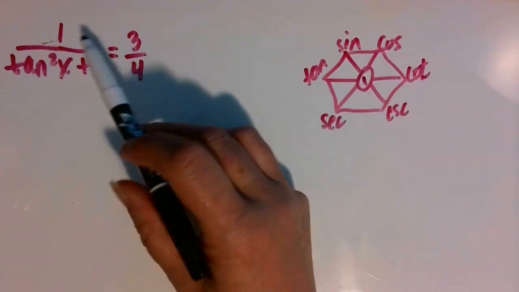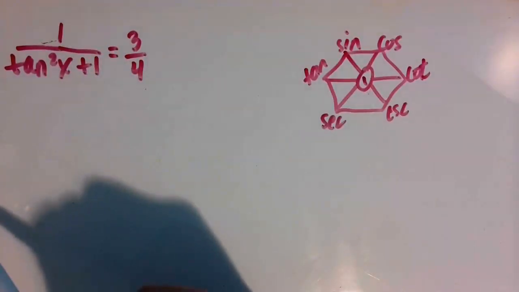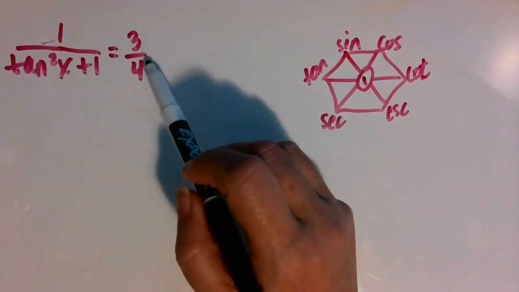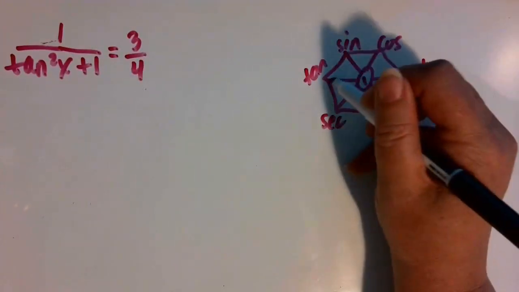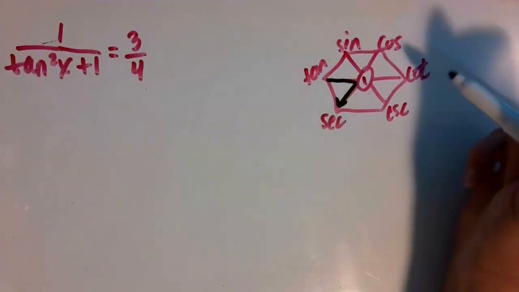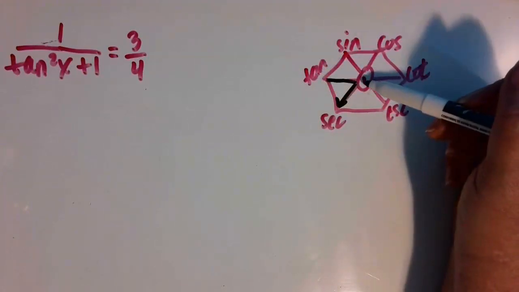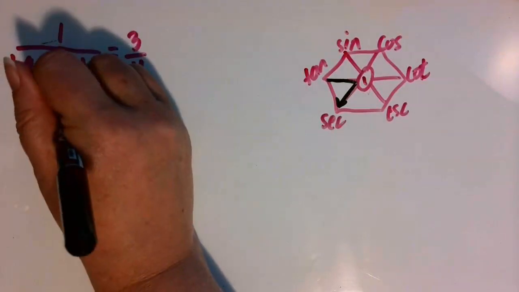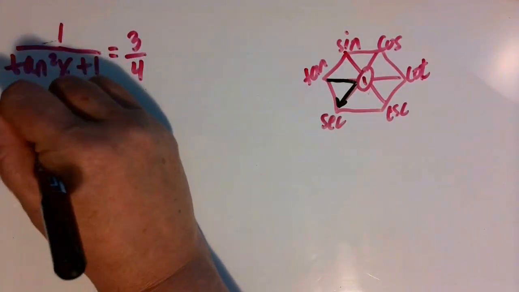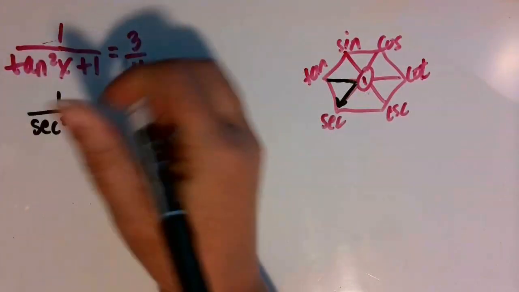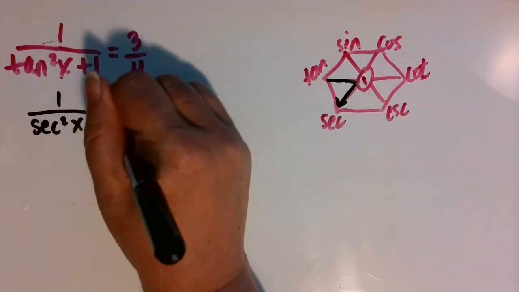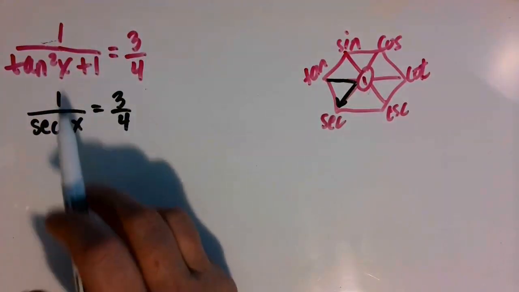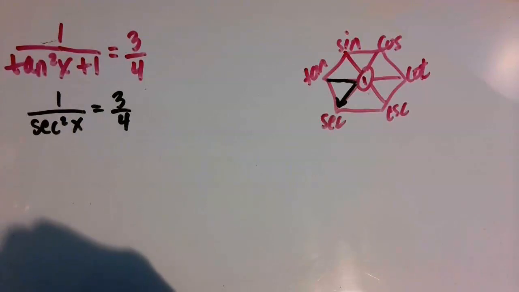So in this video, we're solving the equation 1 over the quantity tangent squared x plus 1 equals 3/4. And on our trig hexagon, tangent squared plus 1 is equal to secant squared. So we're going to start by using that Pythagorean identity to substitute secant squared x for tangent squared x plus 1.